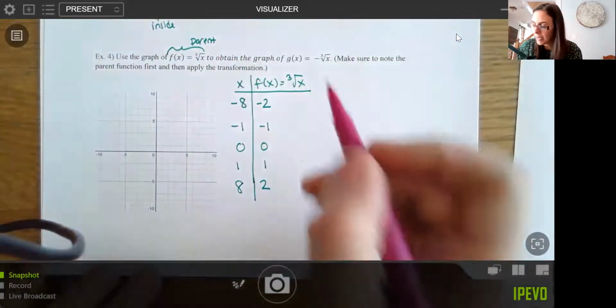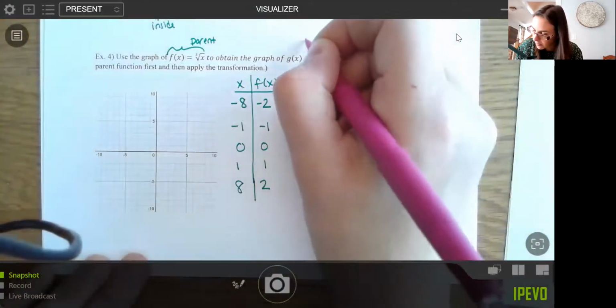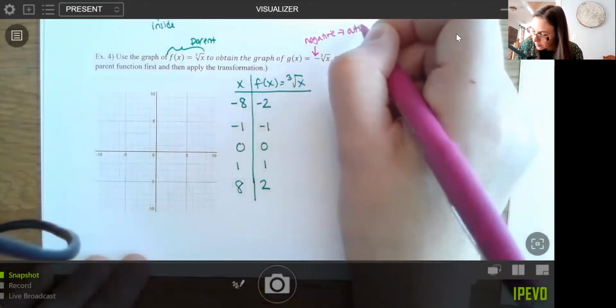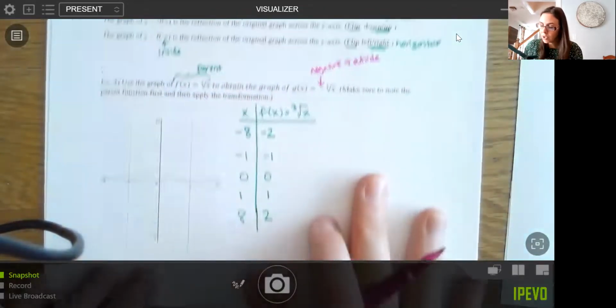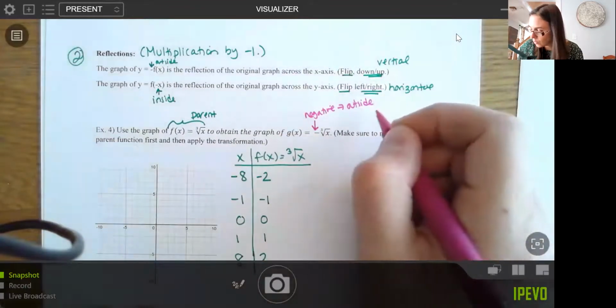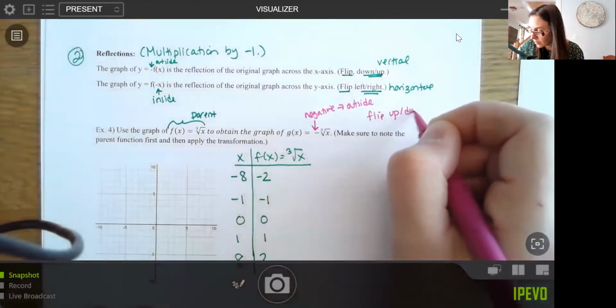And then I'm looking at my new graph, and I'm noticing that I see a negative right here. And it's an outside change, right? It's not inside the root, it's outside the root. So your outside changes are always vertical. So what we're going to do is we're going to then flip in an up down direction.